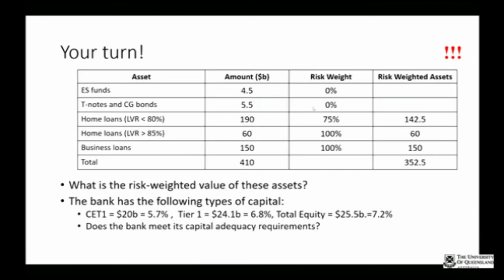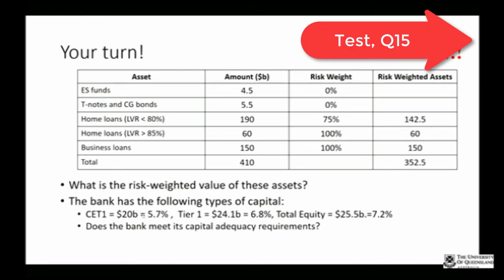Good, for our example from beforehand, 3525, that was our risk-weighted assets for this bank. And we say that the bank has the following types of capital. CET1 is 20 billion. So imagine there's a balance sheet. On the right-hand side of that balance sheet, we have common equity, 20 billion. In percent, that is 5.7%. Question to you, 5.7%, is that enough?